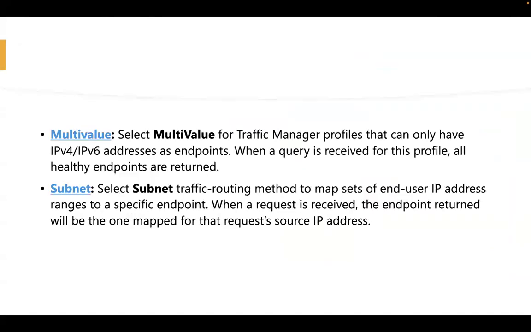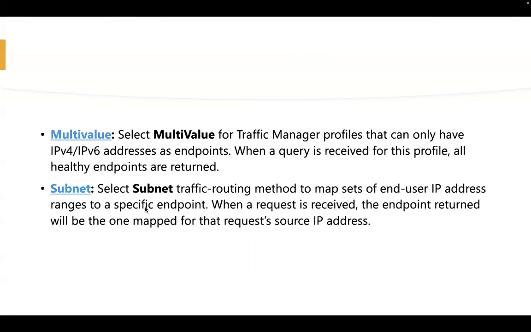So this is the fourth one, multi-value and subnet. Multi-value: select multi-value for traffic manager profiles that can only have IPv4, IPv6 addresses as endpoints. When a query is received for this profile, all healthy endpoints are returned. That means two or three addresses, two or three endpoints, it will return in this query, and the user will be forwarded to one of the endpoints.